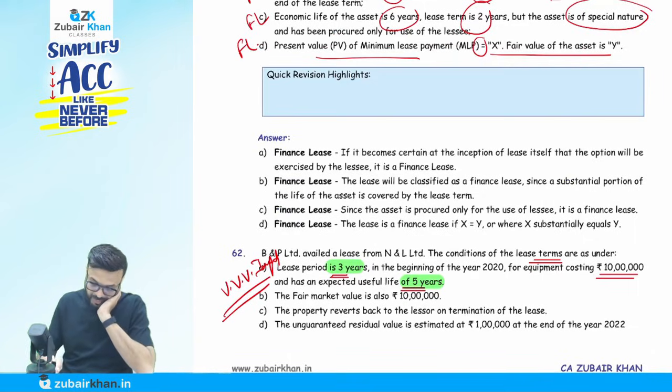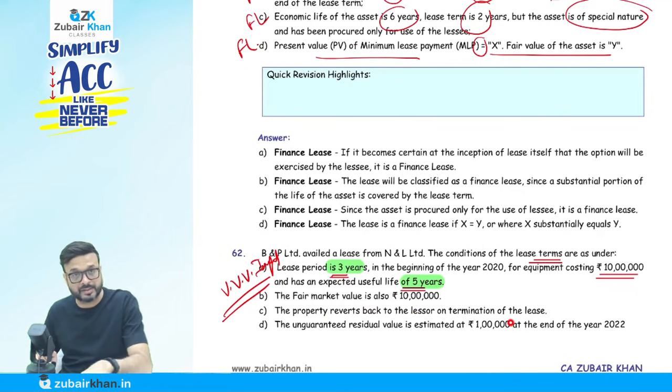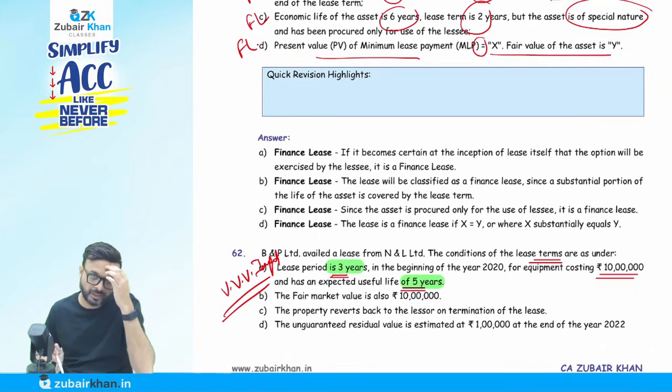They say what is the fair value of the asset here? Market value is 10 lakh. Now the cost is also 10 lakh, the fair value is 10 lakh. Then they say the property reverts back to the lessor on the termination of the lease. Remember that it is not necessary for it to be taken over by the lessee at the end of the life of the asset to call it a finance lease. Not necessary.